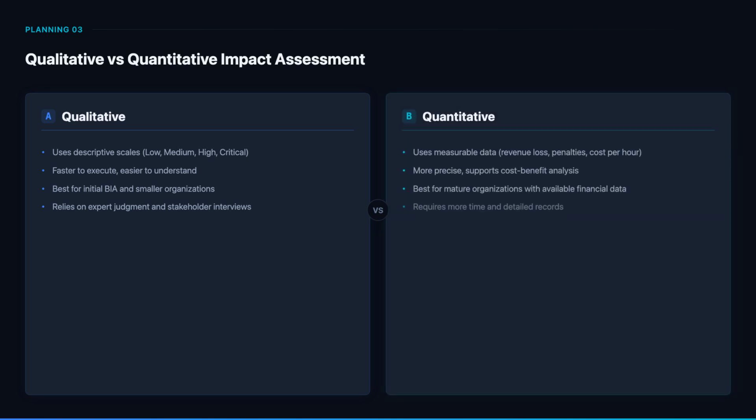Quantitative impact assessment uses measurable data such as revenue loss per hour, regulatory penalties, and recovery costs. It provides more precise results and supports cost-benefit analysis for recovery investments. It works best in mature organizations with readily available financial data.